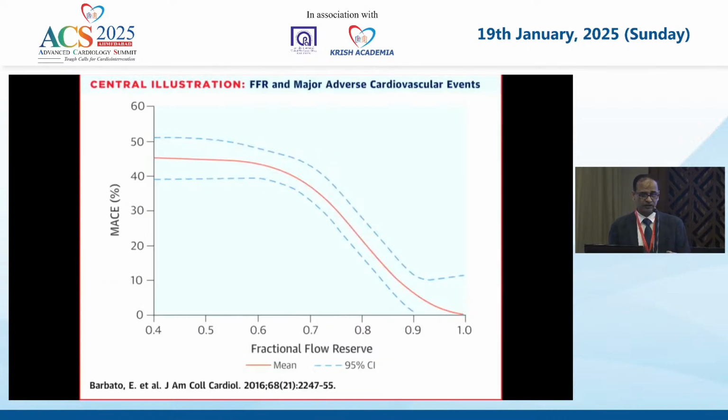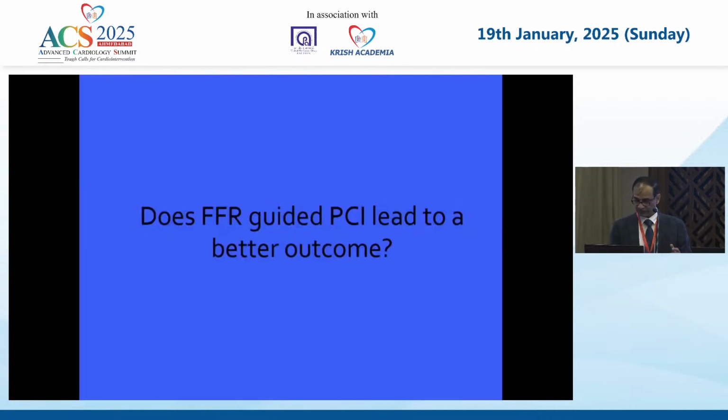This is the same thing shown in a graphical model, that as you see the FFR go below 0.8, the event rate for that individual lesion goes up. It's just that there are so many lesions which have a negative FFR, but the number of these outnumbers the obstructive lesions by nearly 5 to 8 to 1 in various studies. So the total number of non-obstructive lesions, their natural history is determined by the atheroma burden. The ischemia burden statistically is more likely to break down and cause a problem. I hope I was able to make that concept clear.